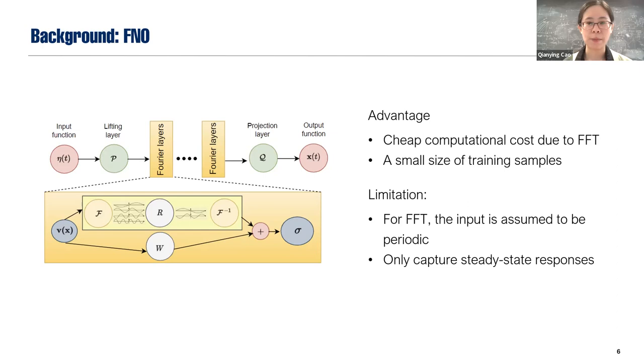However, FNO includes fast Fourier transform, so it assumes the input to be periodic. Furthermore, FNO can only capture steady-state responses.